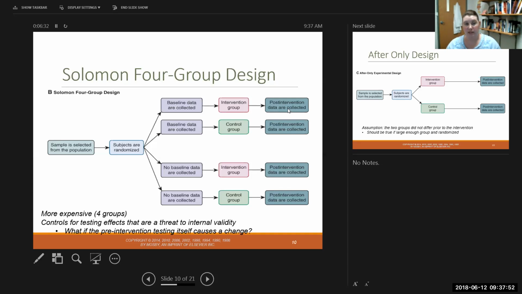Some drawbacks of this is, again, anytime we're doing multiple groups like this, it's expensive to do a test like this. And then we also have to take into account, which is kind of what this is looking at, if I do some kind of baseline data collection, does that predispose my group to being more successful in completing something from the post-intervention kind of data selection? Does the fact that I am gathering baseline data somehow skew the fact that I'm going to gather data at the end? So what if the pre-intervention testing itself is what causes the change? You always just kind of have to take that into account.